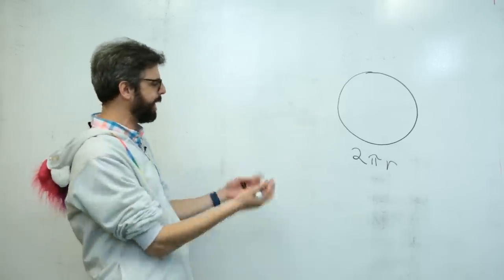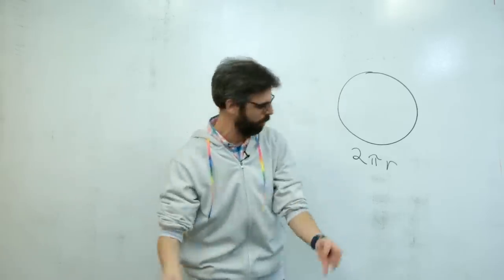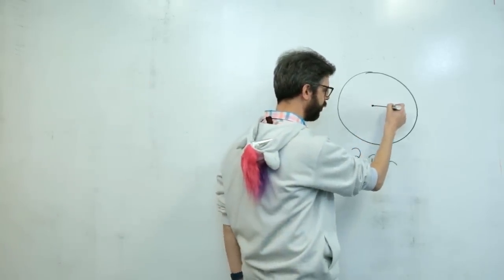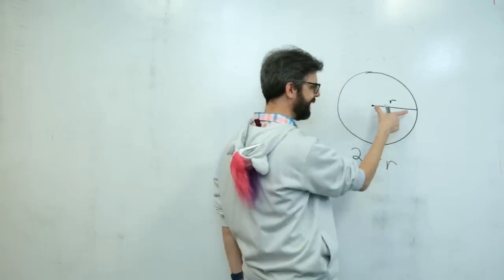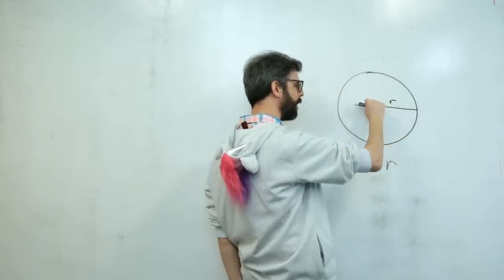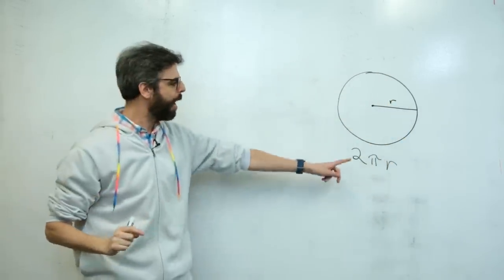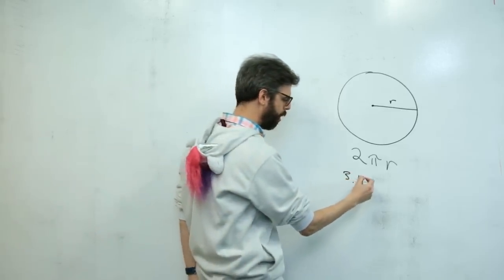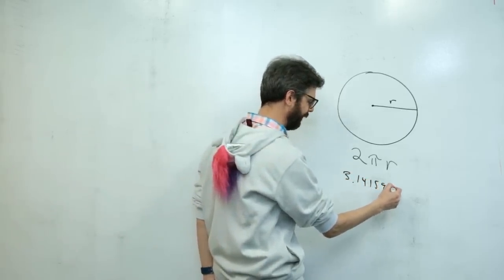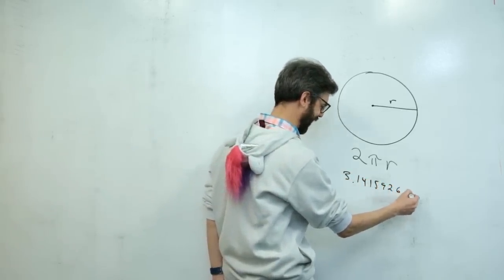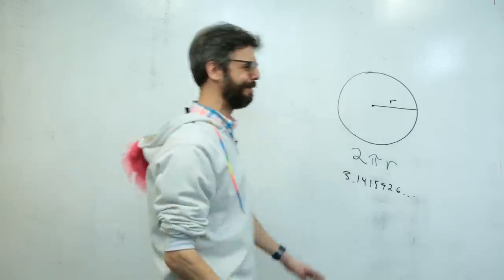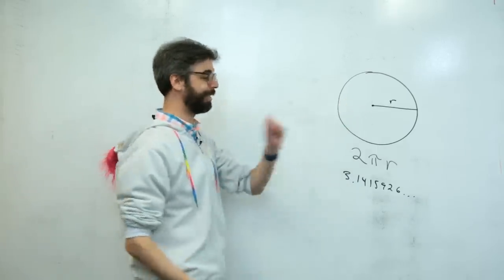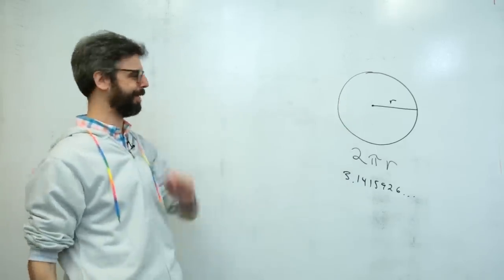Now, what are these things? Well, 2 is the number 2. R refers to the radius, center to the edge. R is the same length anywhere from the center of the circle to any edge point. And pi, well, this is this sort of magic number. 3.14159 2 6. That's all I can remember. I might not have even gotten the 2 and the 6 right. Good, but we're going to approximate it. We're going to see if we can get better than my memory tells me.